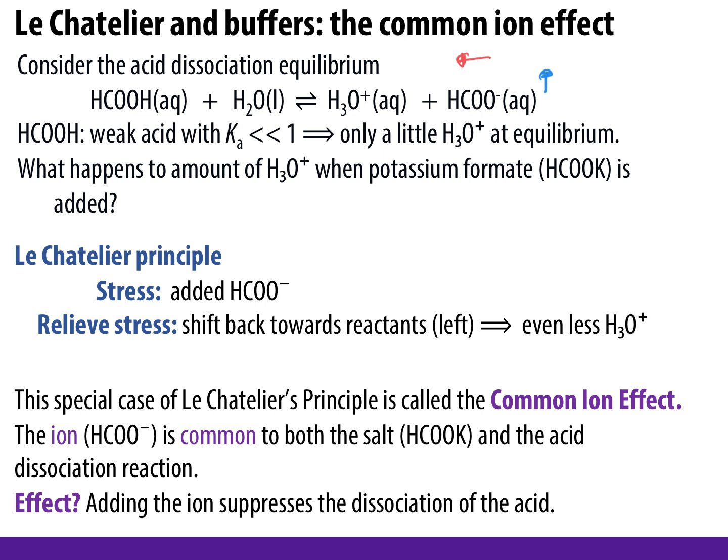When we shift left, what happens? Well, when we shift left, that's going to cause a little bit of the H3O plus to be used up and a little bit of the HCOOH to be reformed. So this is called the common ion effect, and it always has the same form, that we shift back towards the reactants and have less dissociation of the acid. So adding that common ion suppresses the dissociation of the acid. This effect will come up later when we're dealing with solubility products as well.